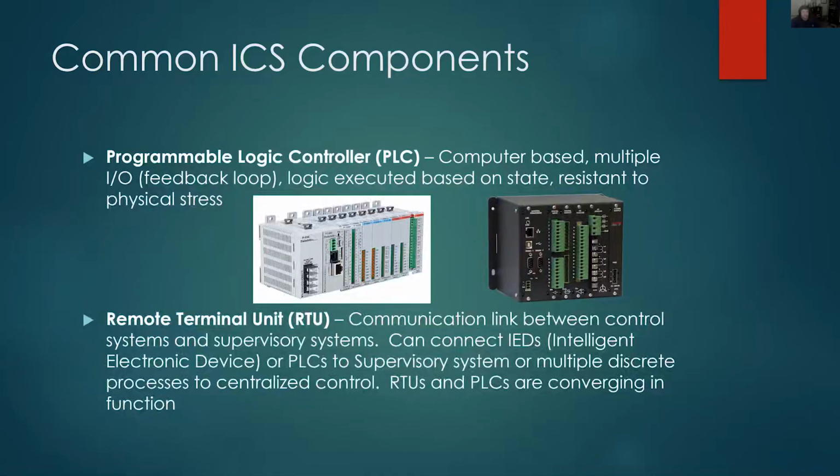The black unit is a remote terminal unit. It basically does the same thing, but it's a little more specialized, and it acts as a communication link between supervisory systems and control systems. So it will pass the data on up to another system where it can be evaluated by operators or another program.